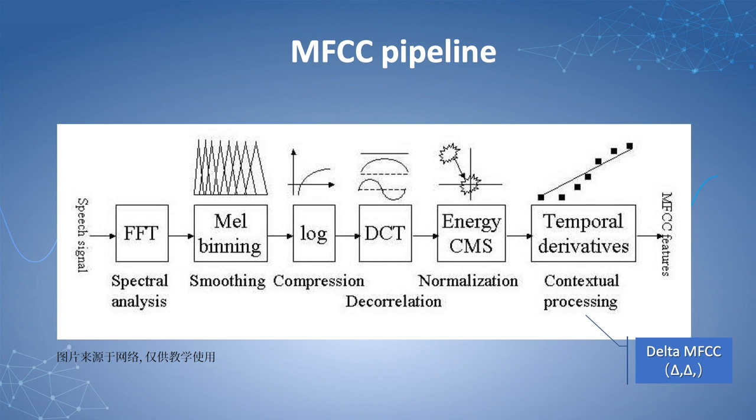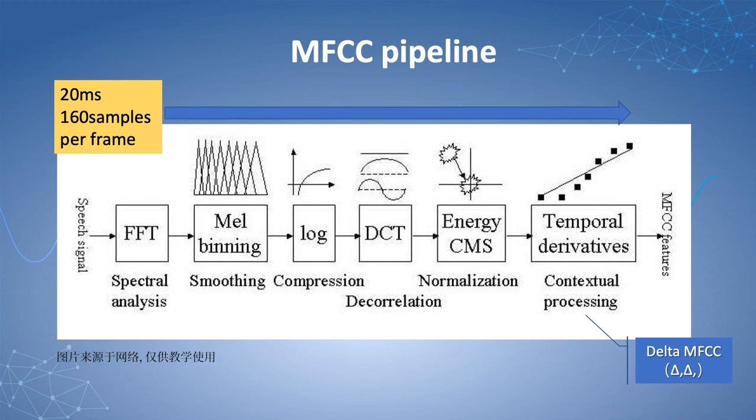For an input frame of 20 milliseconds at 8 kHz sampling rate, the extracted MFCC feature vector contains a total of 39-dimensional parameters, including 13-dimensional standard MFCC coefficients, 13 first-order difference coefficients, and 13 second-order difference coefficients.